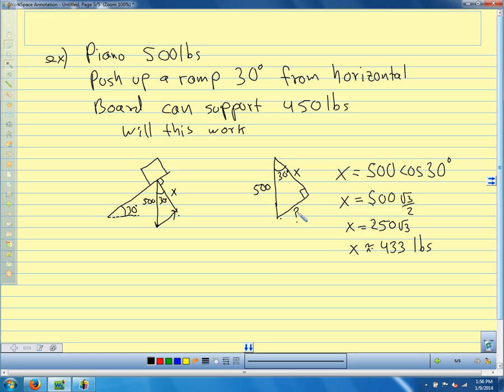Right, so we want this one instead. So we're finding this rather than x. So how can we do that? I heard someone say sine. So question mark equals 500 sine 30 degrees. Sine of 30 degrees is 1/2.